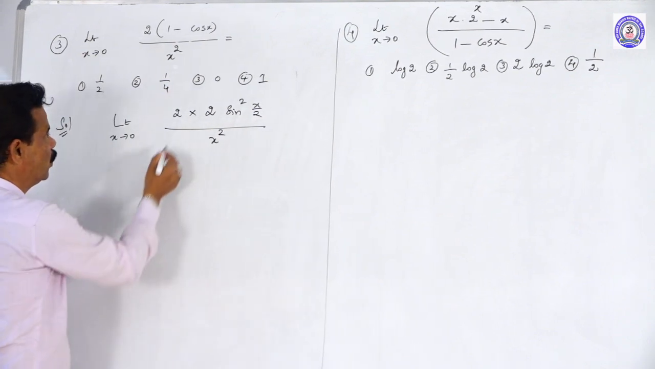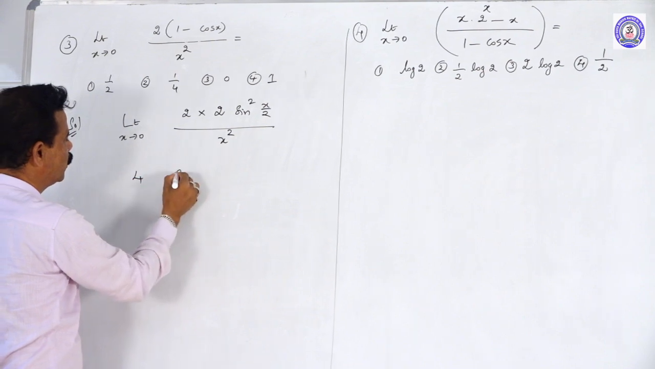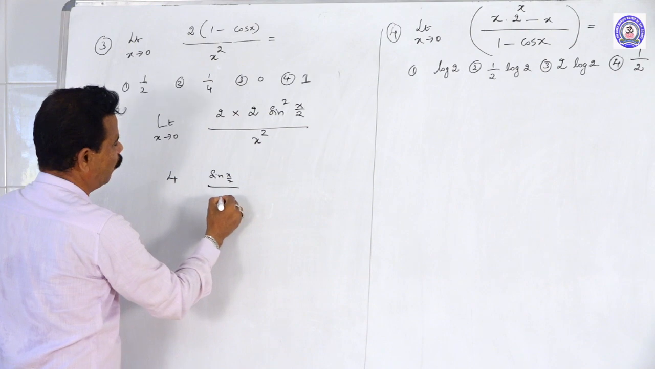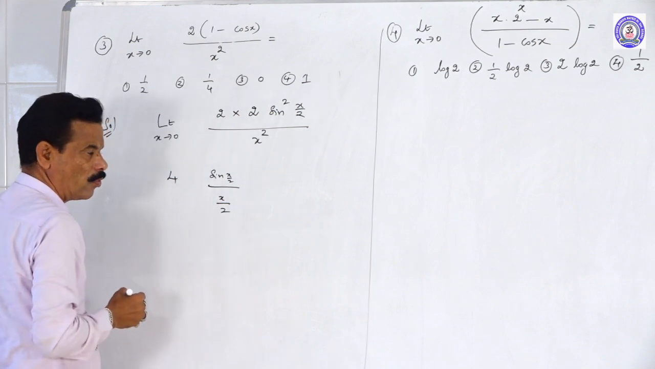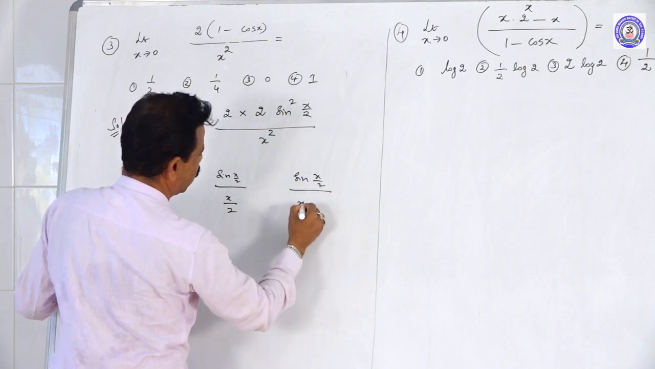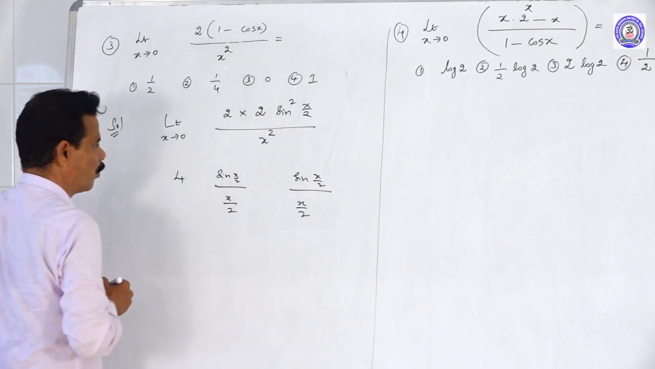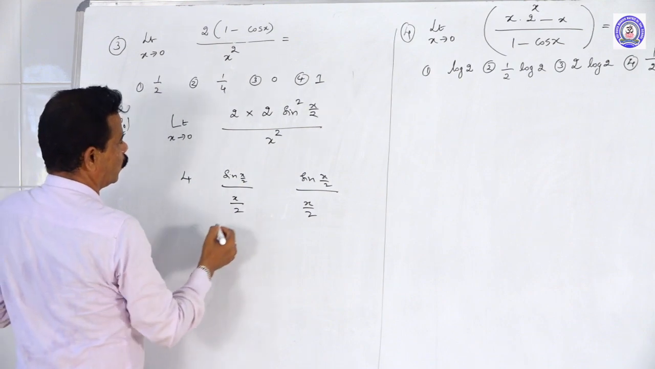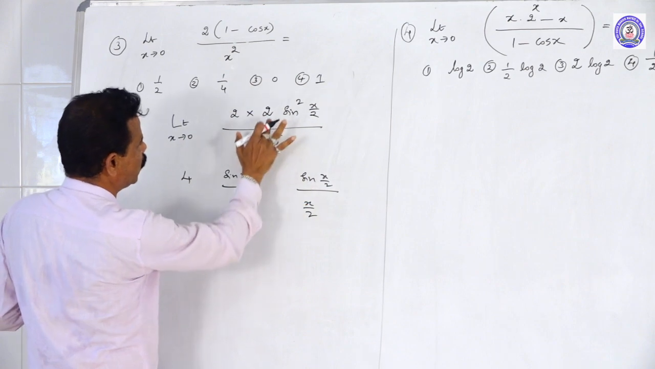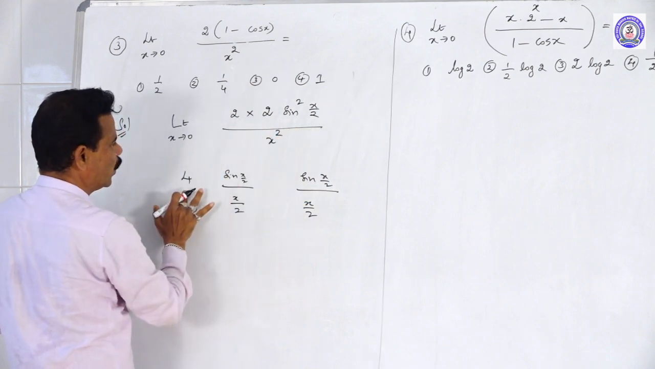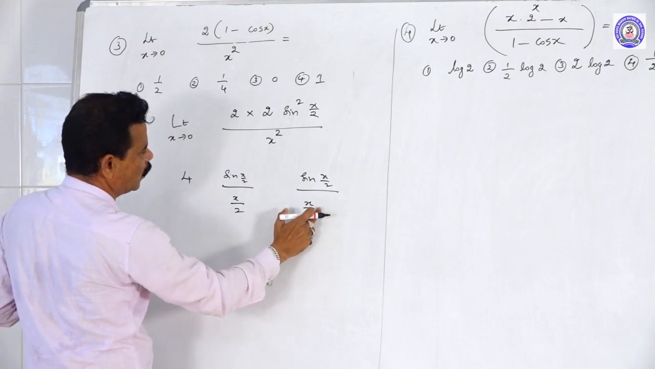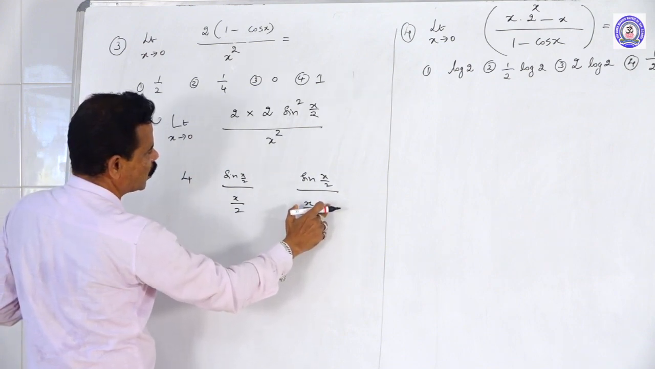After this, 2 into 2 is 4, sin x by 2 by x by 2 put. Here also sin x by 2 by x by 2. Here x square, sin square x by 2. This 2 into 2 is 4 here. But here 1 by 2 extra. So here 4, multiplication of 4 here.